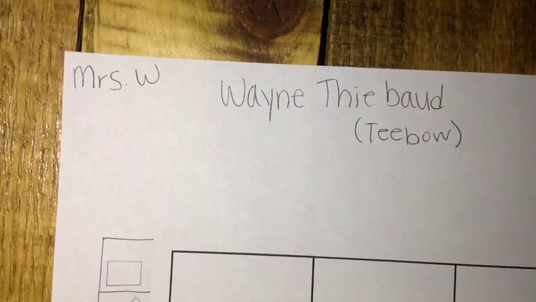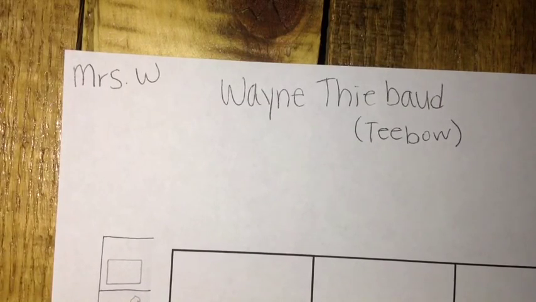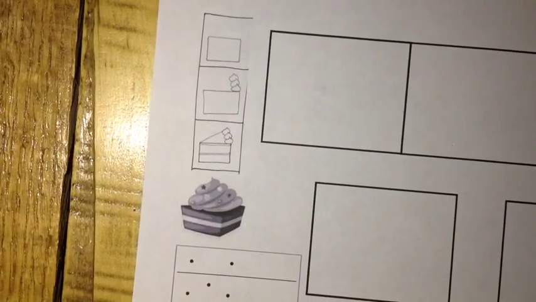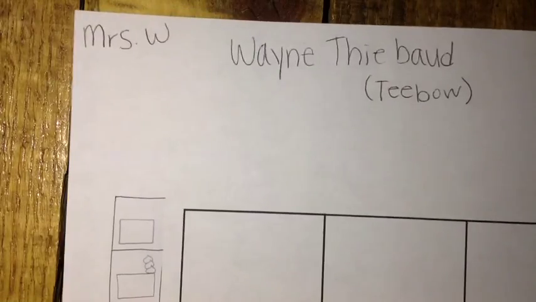Okay, so we are going to be drawing a slice of pie or cake, and then we are also going to be drawing a piece of a bar or some other kind of dessert, and then we're also drawing a large piece of cake with a slice taken out of it.